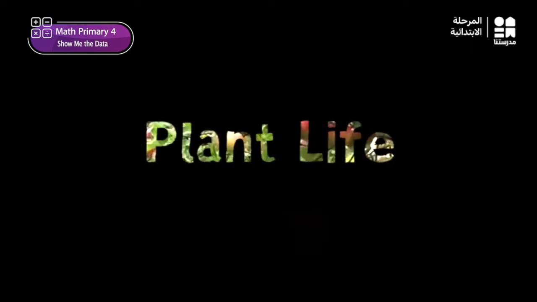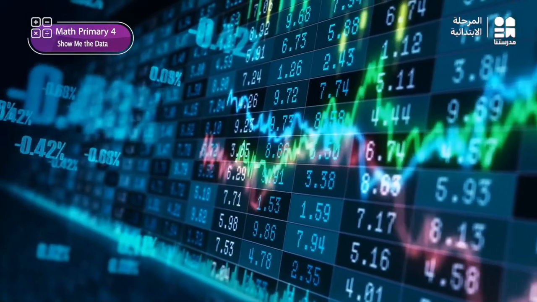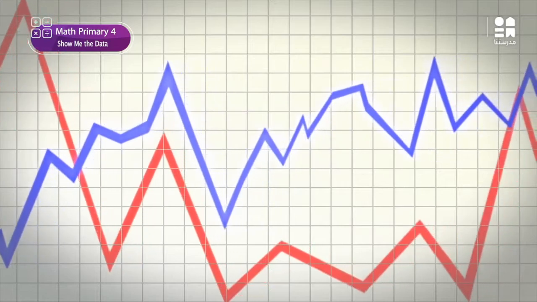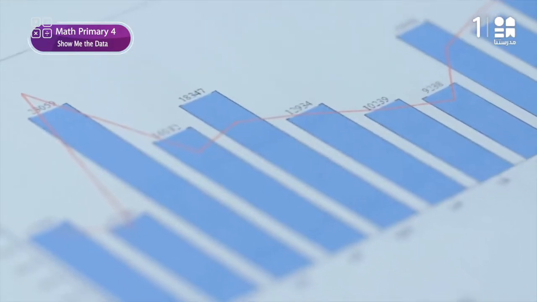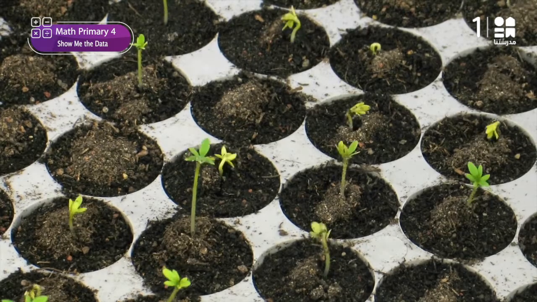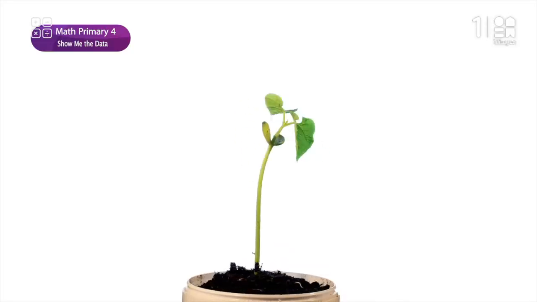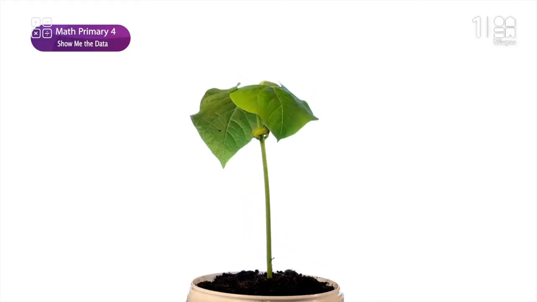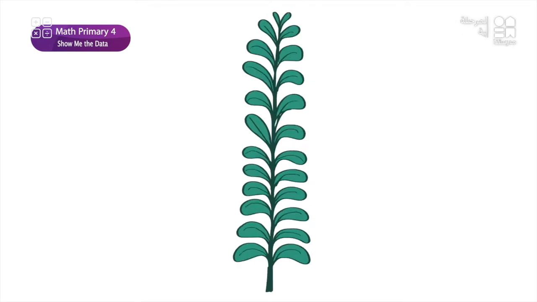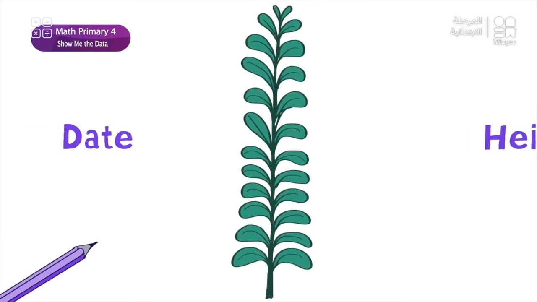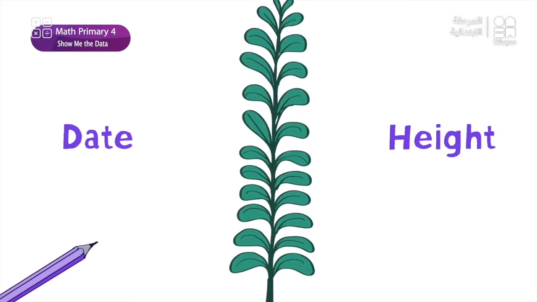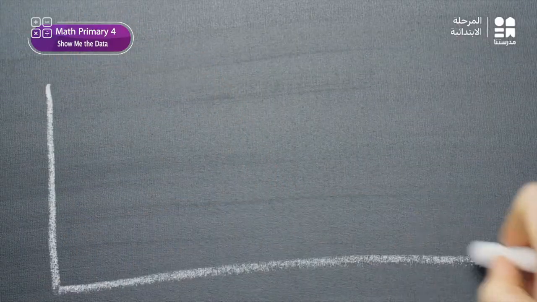Plant life. Graphs and charts are great to display information so that it can be easily read and interpreted. I love gardening and growing plants. I measured the height of a plant over several weeks. I made a note of the date and its height. You can display the information in a line graph.